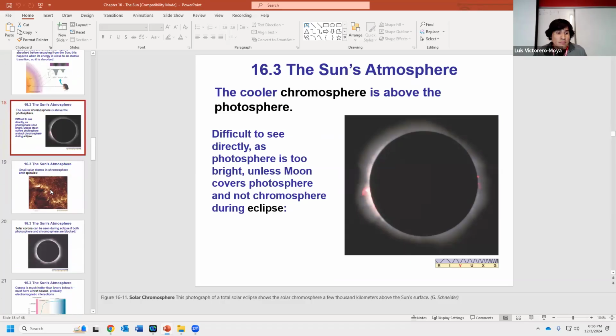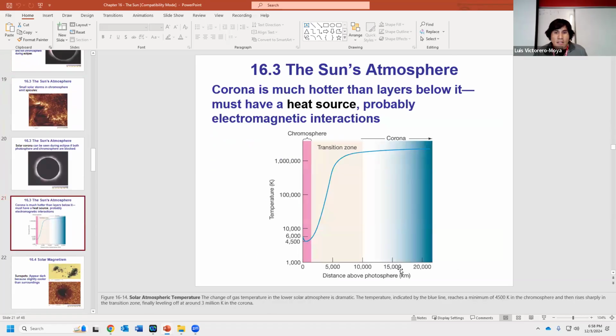Very hot. Look at the temperature scale or temperature curve. In the photosphere, you're at 6,000 kelvins, right? In the chromosphere, as you would expect, the temperature decreases. Then there is a transition between the chromosphere and the corona. And then in the corona, you again go to about 1,000,000 kelvins.